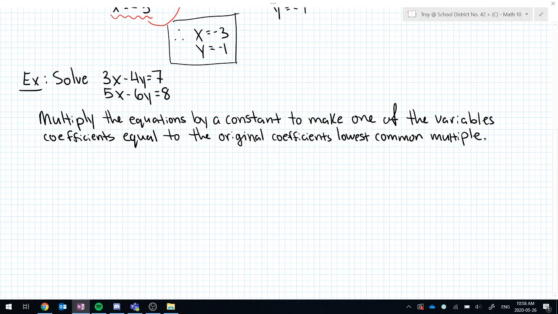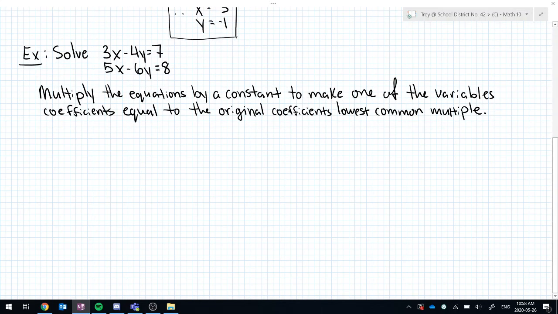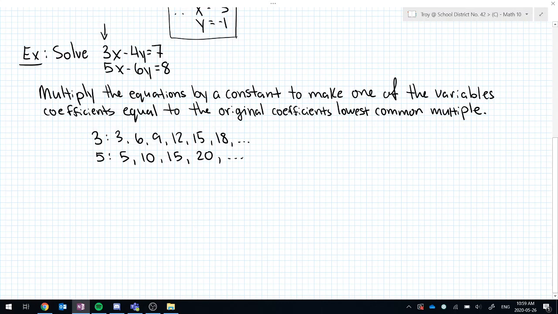So we can pick X or Y here. It doesn't matter which one you want to start with. I'll just use X. Okay, so I'll take a look at my coefficients for my X variable. The first one is a 3, and the second one is a 5. So if we list out our multiples, going up by 3s, of course, eventually we will find our lowest common multiple, which of course between 3 and 5 is 15.